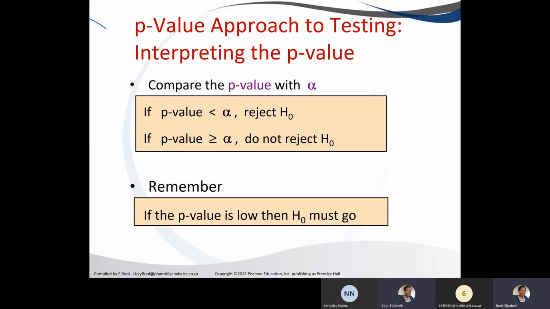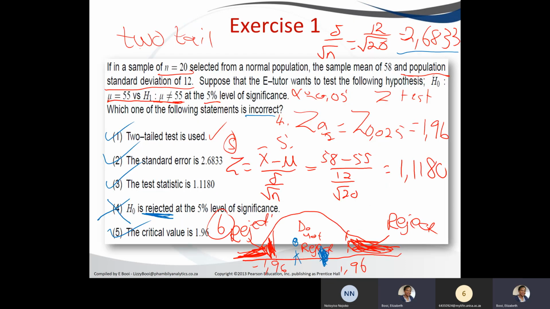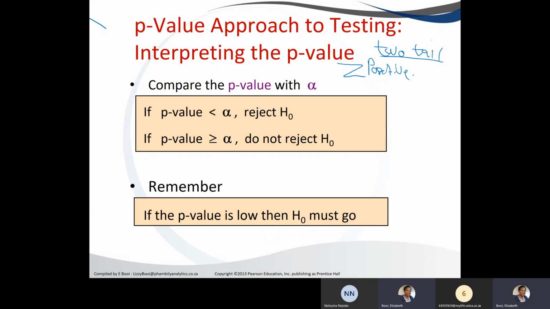We have a one-tailed test and a two-tailed test. So for a two-tailed test, if the answer you get is positive, what do I mean the answer you get is positive? If your Z value, your calculated test statistic, is positive, like here, our test statistic is 1.11, it's positive.